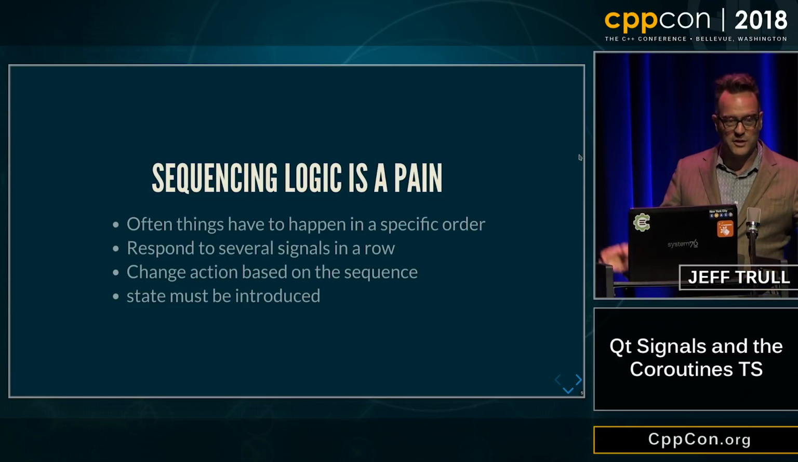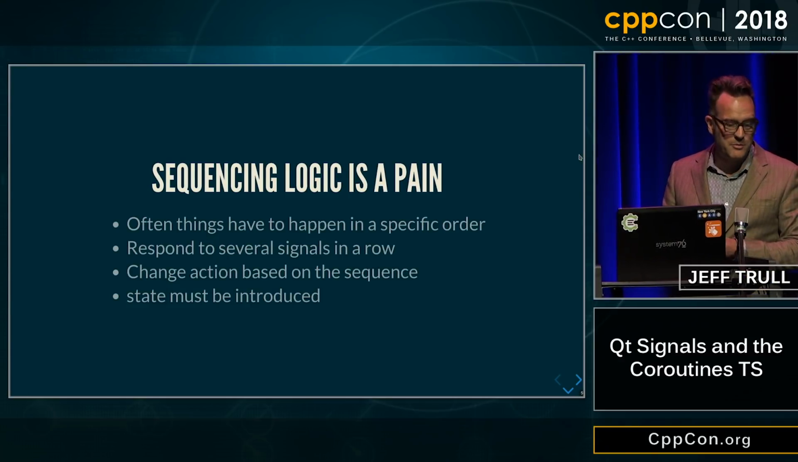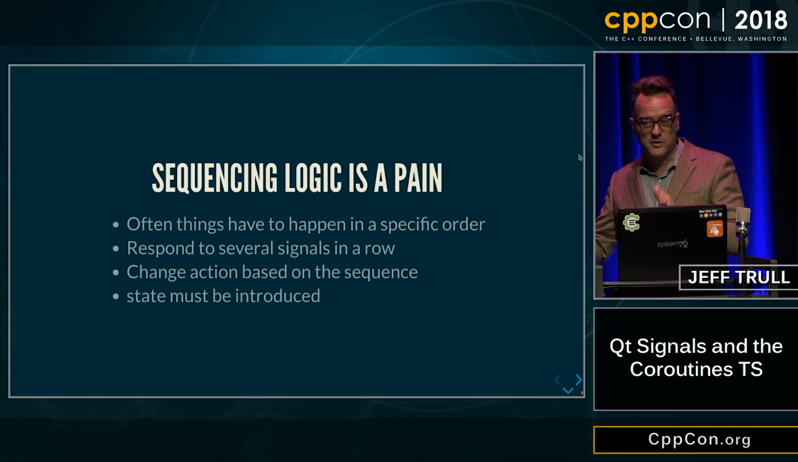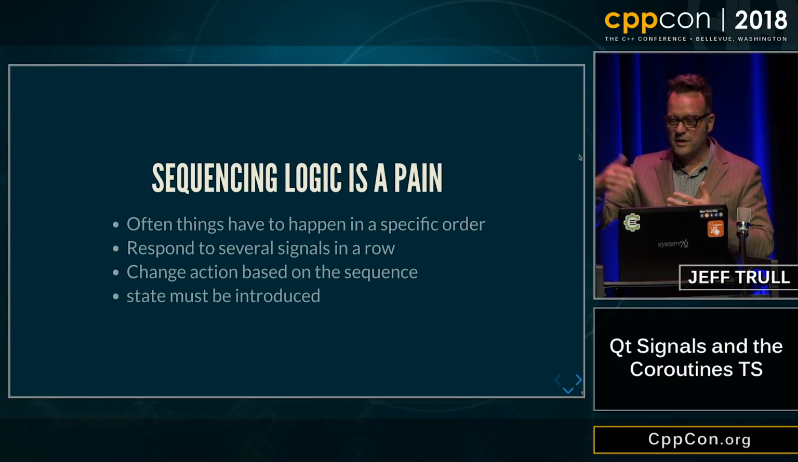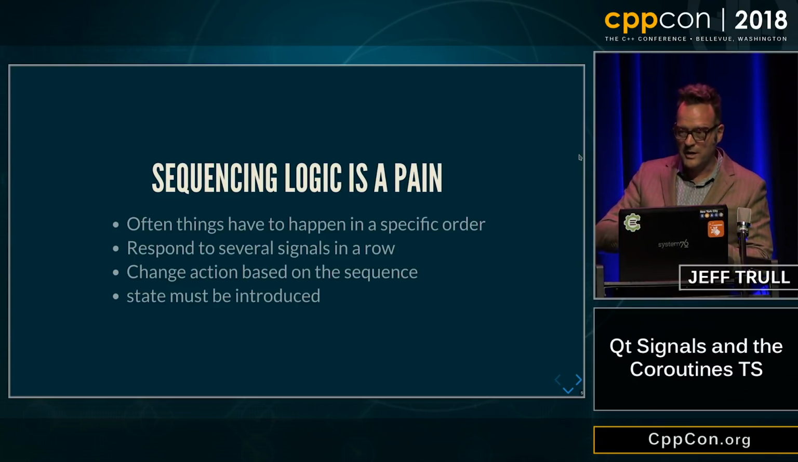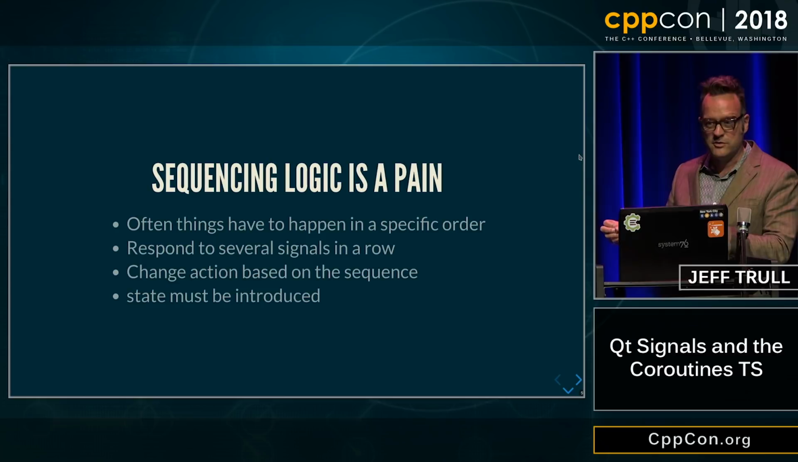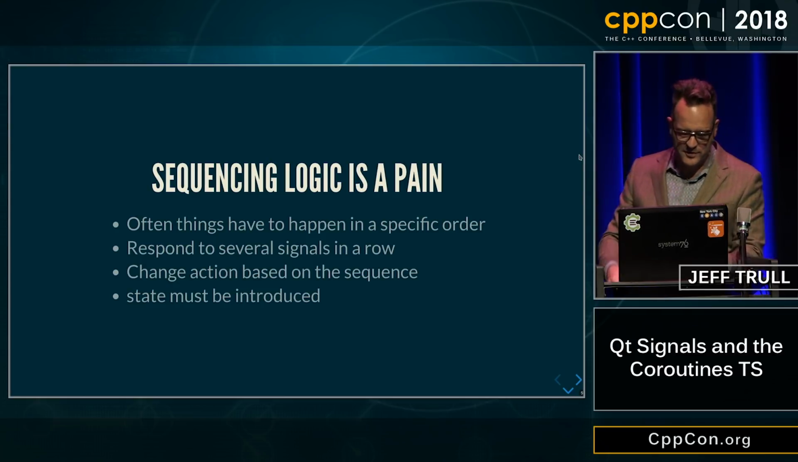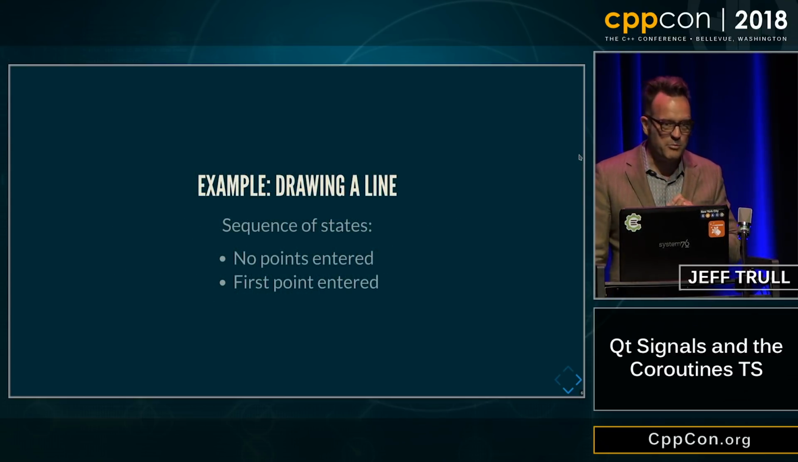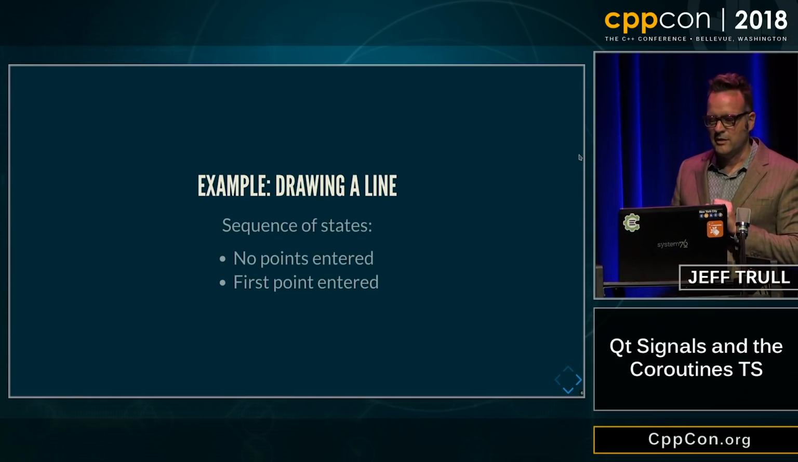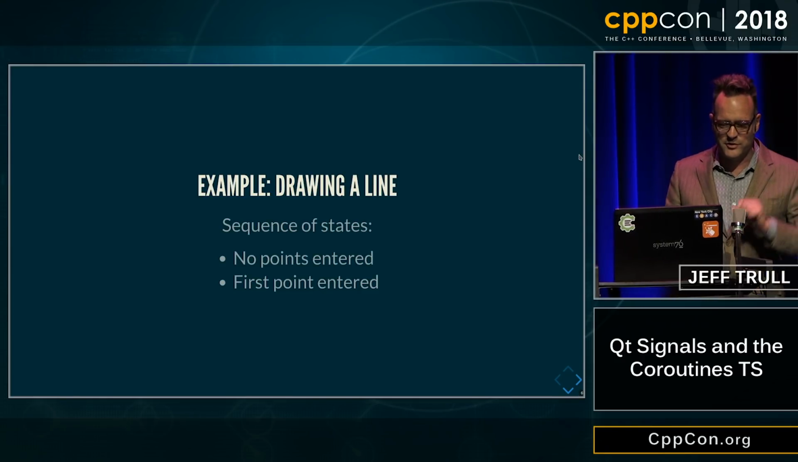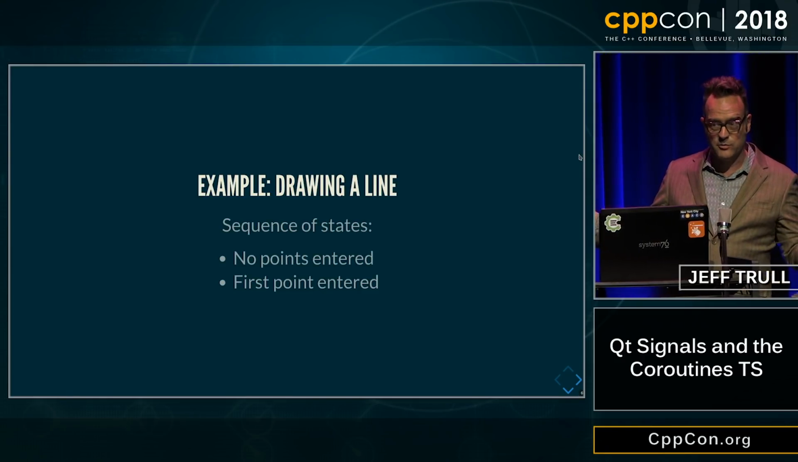Sequencing logic, unfortunately, in this situation is a pain. Sometimes you want things to happen in a specific order. You have to respond to several signals in a row. They arrive, then you return, and then another one arrives, and you return. And so you have to maintain a lot of state, generally, to get things right when you're sequencing things. For example, if you want to draw a line, you have a sequence of states, actually a very simple sequence. No points have been entered is one state.